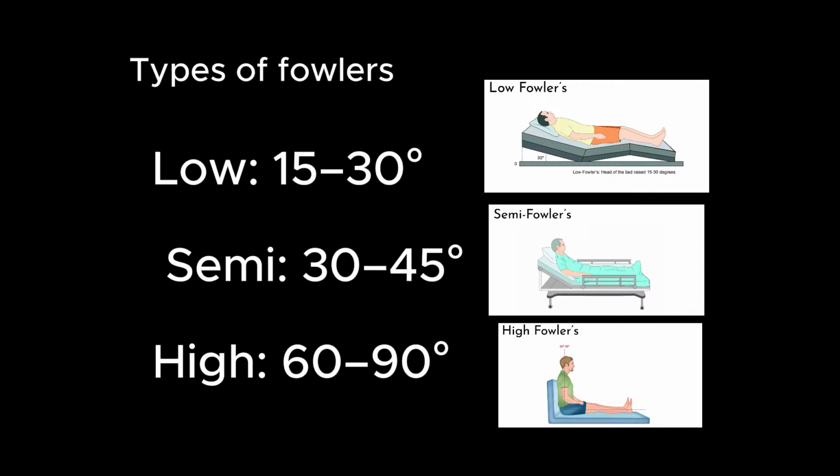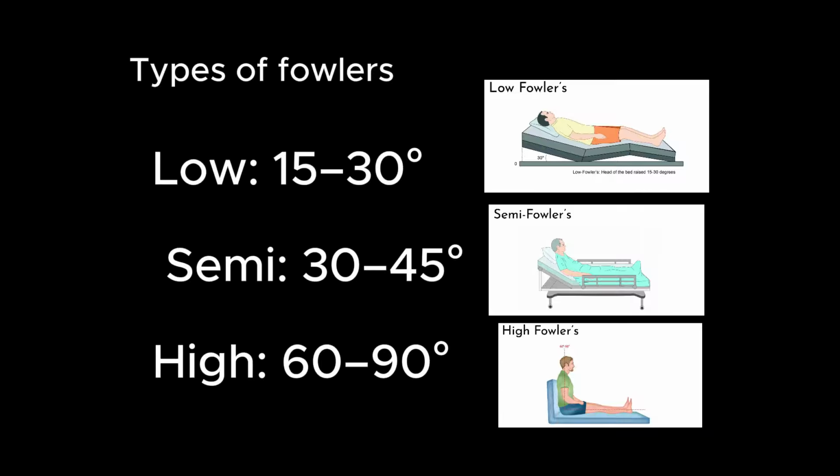So when you say low Fowler's position, what are we talking about? We're talking about when the head of the bed is elevated between 15 to 30 degrees. What if it's elevated between 30 to 45 degrees? It is referred to as semi-Fowler's position. What if it's elevated between 60 to 90? It is referred to as high Fowler's position. I repeat, the level of elevation of the bed determines the type of Fowler's position. Low Fowler's is between 15 to 30, semi-Fowler's between 30 to 45, and then high Fowler's between 60 to 90.